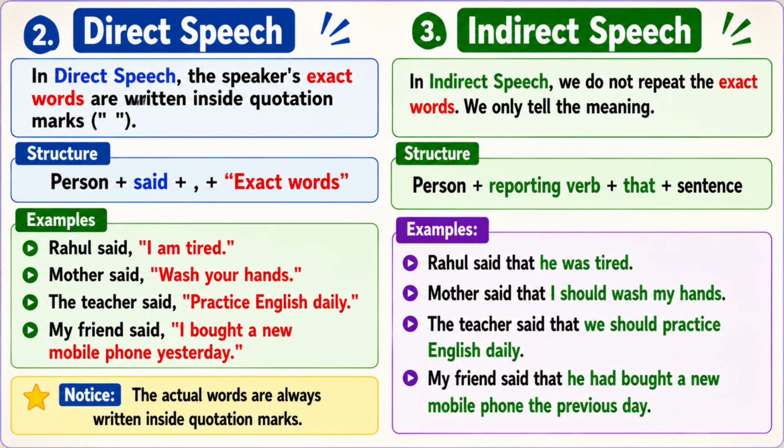Now let us learn direct speech. In direct speech, the speaker's exact words are written inside quotation marks. The structure is, person plus said plus exact words inside quotation marks. Example 1. Rahul said, "I am tired." Example 2. Mother said, "Wash your hands."